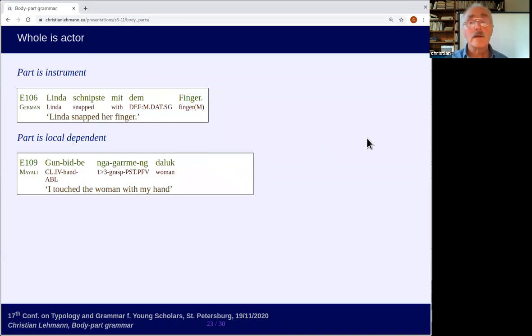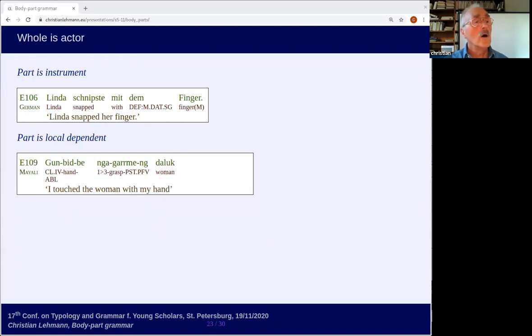Again, whole is actor, but now part is instrument. Since body parts are inanimate, they do not naturally function as agents. Instead, what would be an inanimate agent is normally treated as an instrument. This is the most natural active role of body parts in a situation. W is then normally the actor in this situation, as in example 106 from German, Linda snapped her finger, but in German it is with the finger.